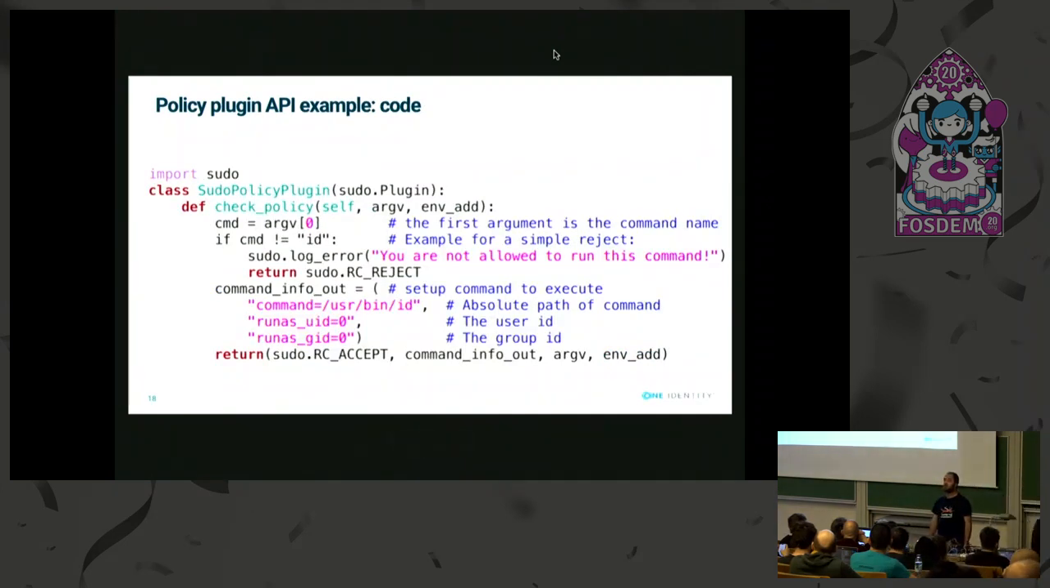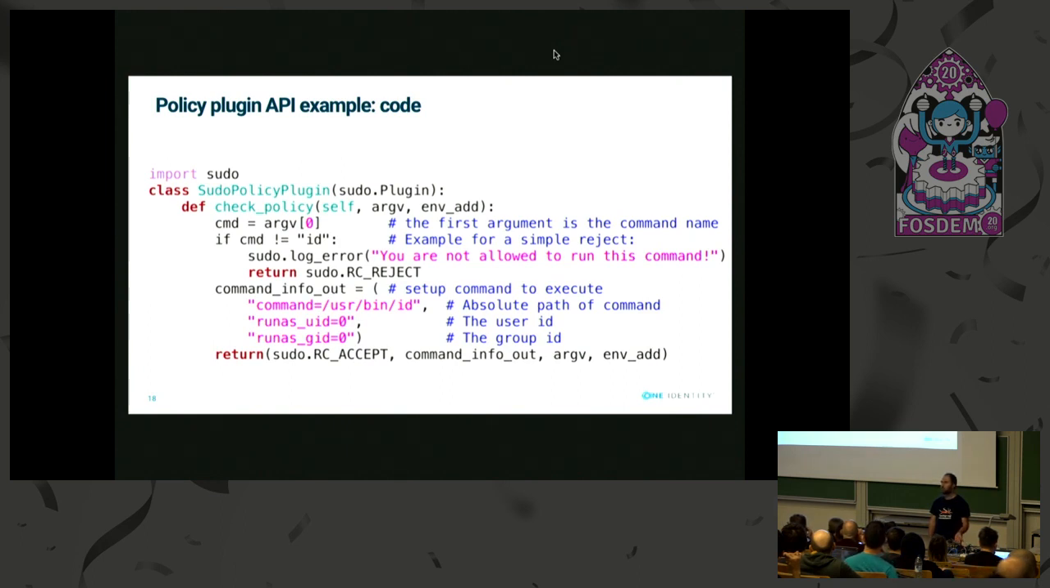Here is the code. As you can see, it starts by importing the sudo module. The sudo module itself is not something you can find on your disk, but it's provided by the sudo Python plugin. You need to define a class for your Python code. You can name it whatever you want, but you need to base it on the sudo Python class. In case of the policy API, you need to have a method called check_policy, which receives a few arguments from sudo.